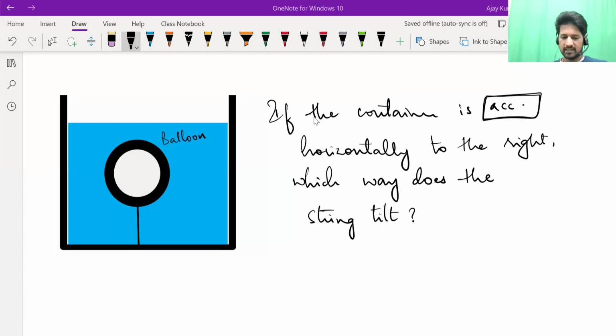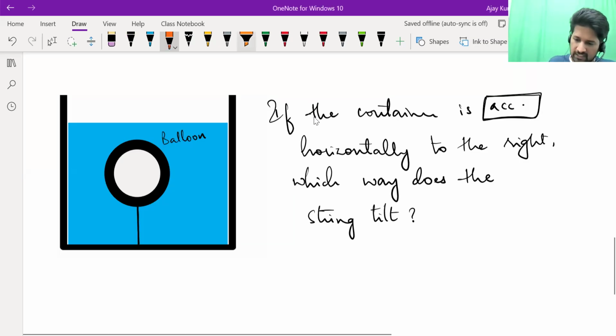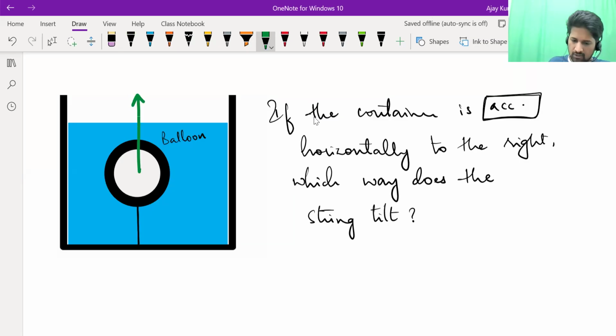Had the container not accelerated, the balloon would have had a tendency to move in the upward direction. Had it not been tied with the string, it would have risen up. What does that mean? That means the buoyant force acting on the balloon. Let's consider a non-accelerated container first. If it's non-accelerated, the buoyant force acting on the balloon would have dominated its weight. The balloon's weight is very less. Buoyant force will dominate. That's why it has a tendency to rise up.